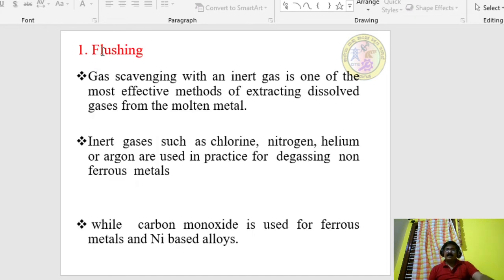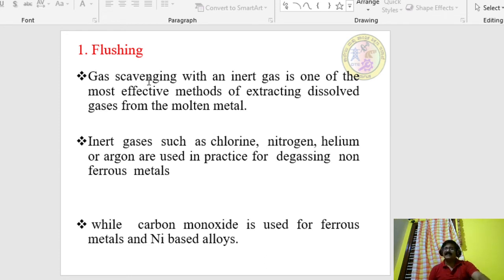Now we look into flushing. We popularly call it gas scavenging. Scavenging, as you might have studied in IC engines in your earlier thermodynamics classes, is a process of removing unburnt gases. In the same way here, we are taking certain unwanted gases away from the molten metal.